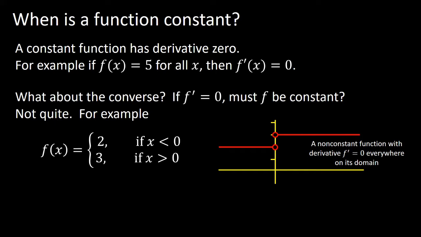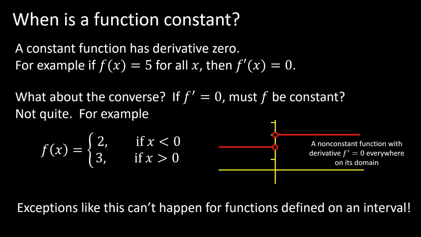This function has value 2 for x negative. It has value 3 for x positive, and I'm showing you the graph. It's not a constant function. Its domain is all the non-zero x values. And at every point where the function is defined, the derivative is 0, and yet the function is not a constant. Well, okay, so that's kind of a cheat, and I agree.